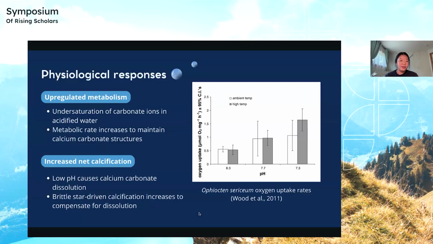There was also an increased net calcification rate observed in the brittle stars. So low pH or acidified water causes calcium carbonate to dissolve, and thus brittle star-driven calcification increased in order to help them compensate for dissolution.